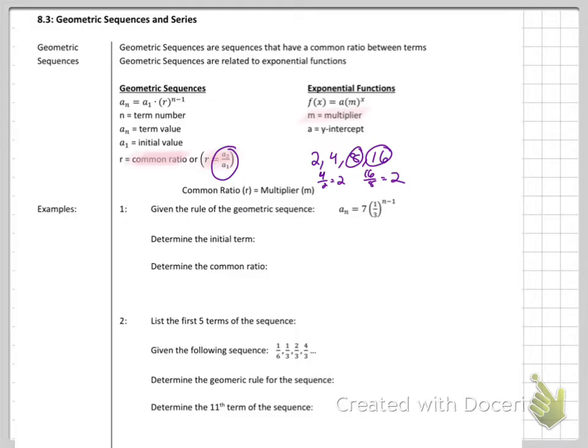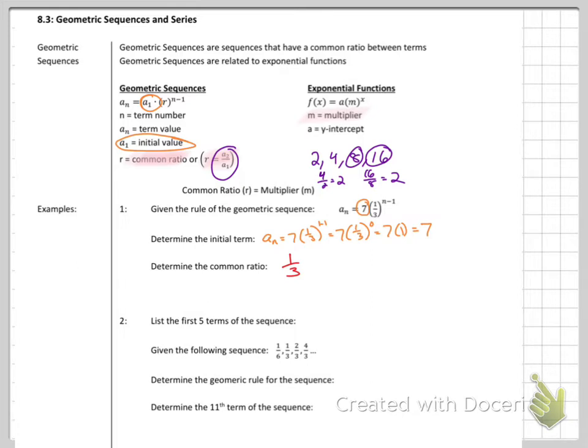Determine the initial term. So, if we were plugging in 1, a sub 1, we would be doing 7 times 1/3 to the 1 minus 1, which is 7 times 1/3 to the 0. Anything to the 0 power is just 1, so the initial term is 7, which it says right here. The initial term is going to be that thing in front of the parentheses. The common ratio is going to be the 1/3. If you're multiplying by 1/3 over and over again, that's your common ratio.